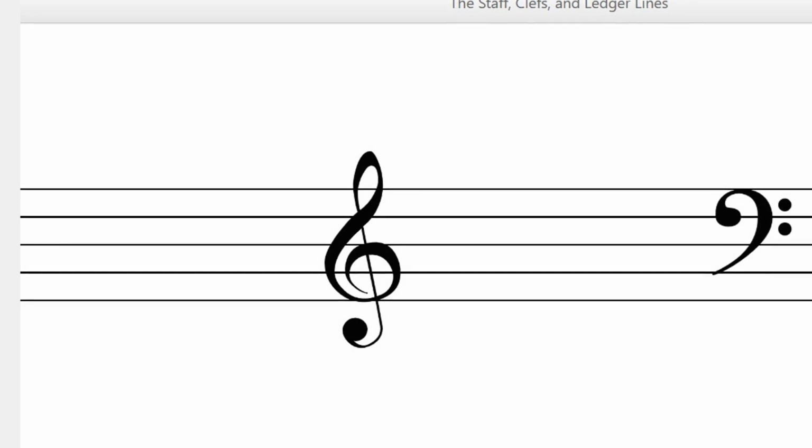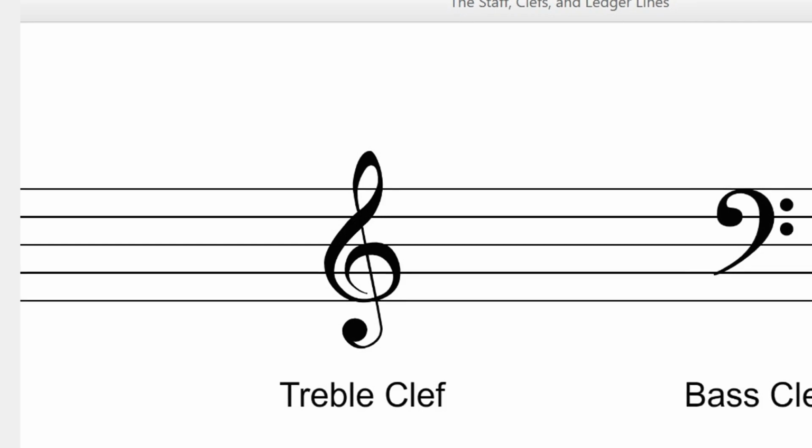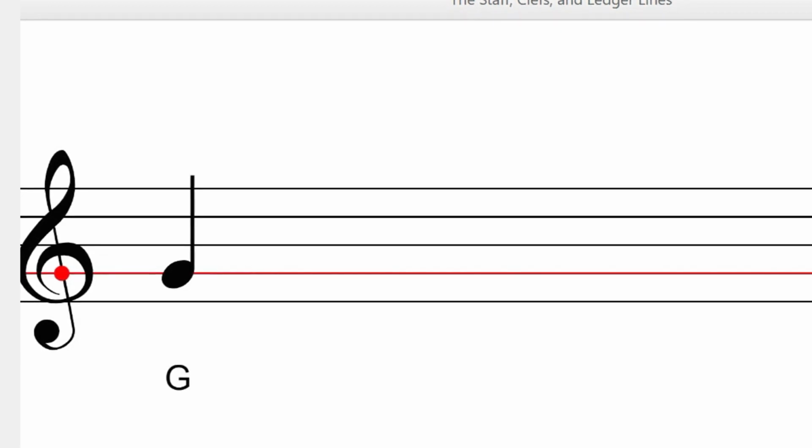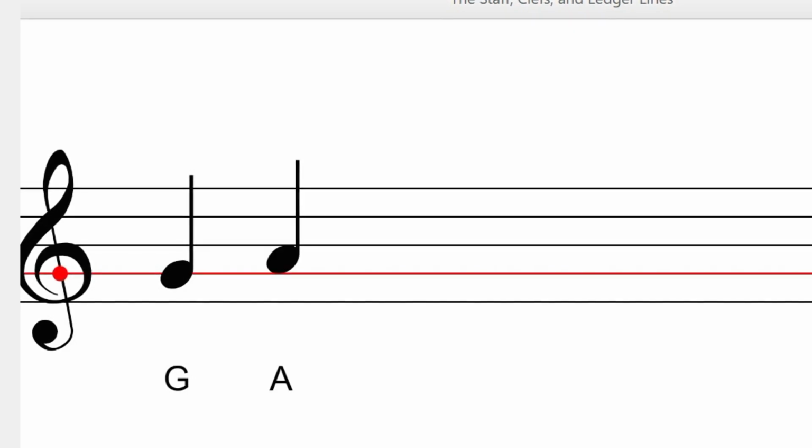First, let's discuss the treble clef. It's also called the G clef. Why? Because the staff line on which that clef wraps around, shown in red over here, is G. Any note placed on this line becomes G. The note on the space above G is A. You have to remember that there is not an H note.